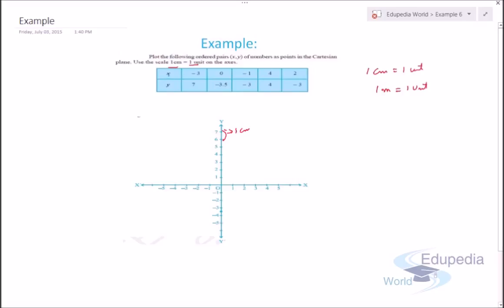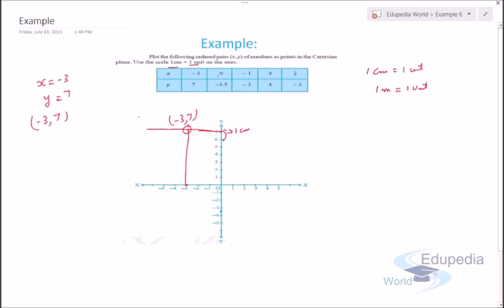Now let's locate the points. The point is we have x as minus 3 and y as 7. So the first point comes out to be x as minus 3 and y as 7. This means the point will become minus 3 and 7. So the point will be minus 3, it will be on the negative side of x-axis, the point is here, and y is 7, the point is here. So again what we do is we draw a straight line from here, and from this point we again draw a straight line. The point where they intersect is a point. So here the point is minus 3 and 7.